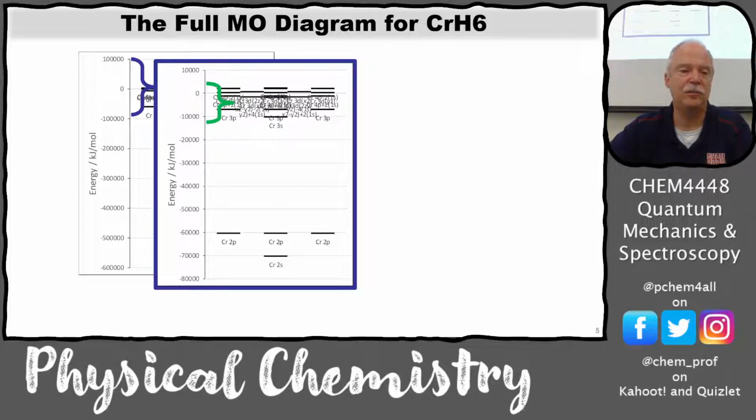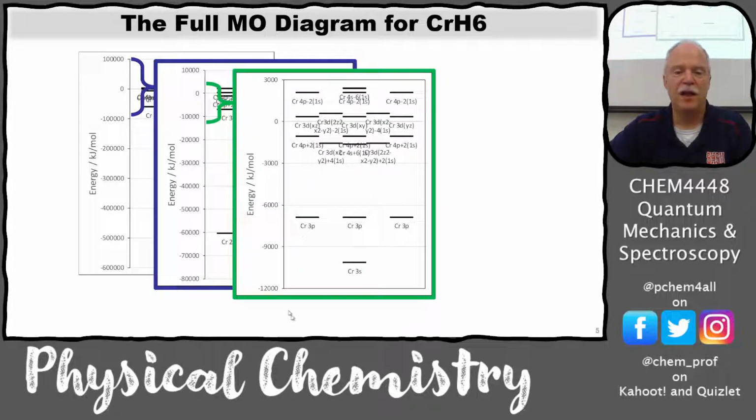So let's zoom in here, plus or minus 10,000. And here are the 3p's. And notice that they are unperturbed. It looks like an S and 3p's. If they don't move around, they're probably not bonding. So even the N equals 3 shell in chromium is not bonding. It doesn't even know the hydrogens are there.